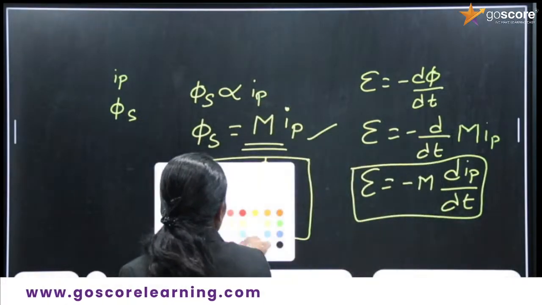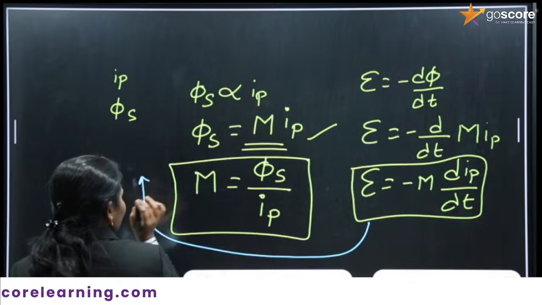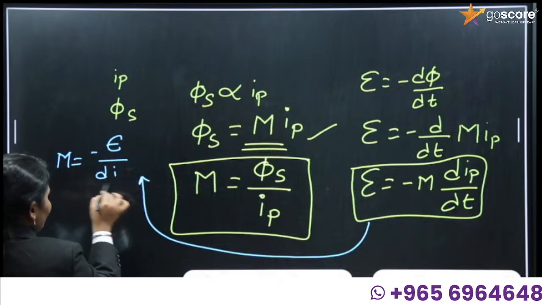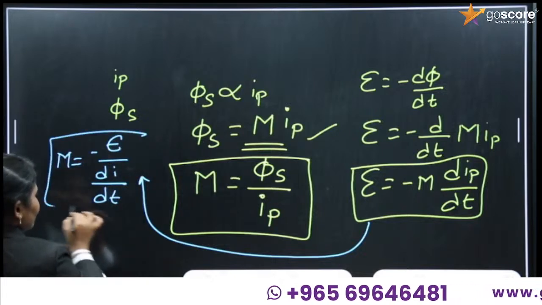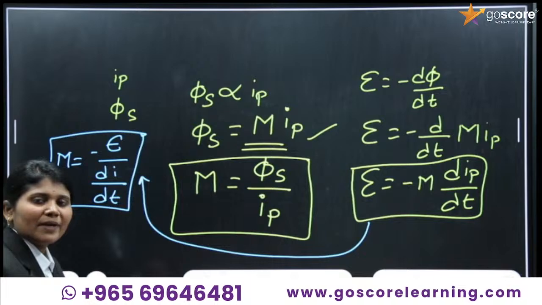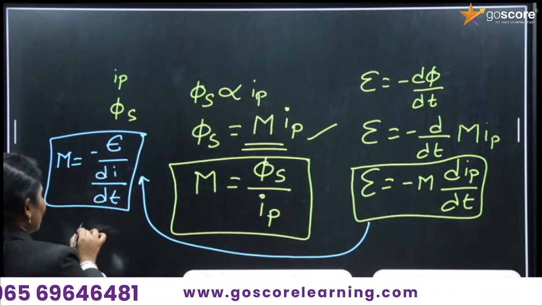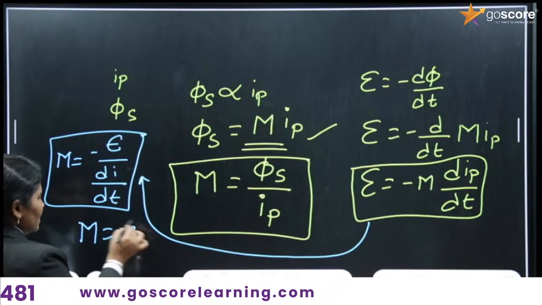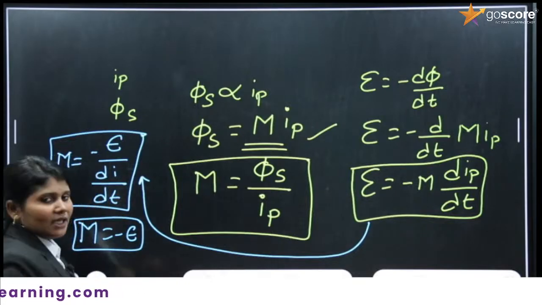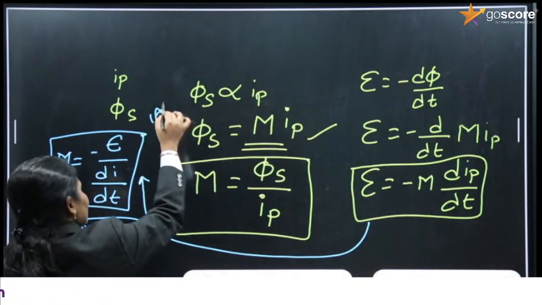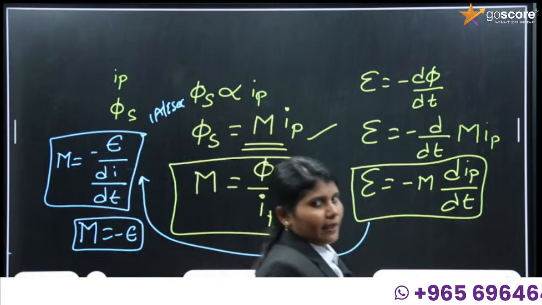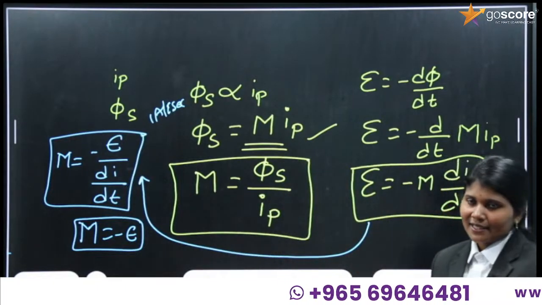From this equation, what is M? M is equal to minus E by di by dt. Here di by dt is 1 ampere per second that we are considering. Then M is equal to minus E. So, with di by dt equal to 1 ampere per second, the mutual inductance is equal to minus the EMF. This is the mutual inductance, guys. Hope you understand.